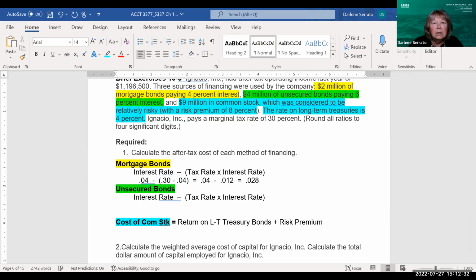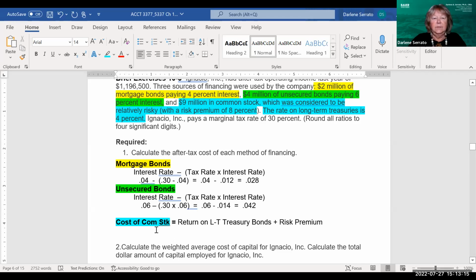Unsecured bonds, the interest rate is 6%. So 0.06 minus 0.30 times 0.06 equals 0.06 minus 0.018, which gives us 0.042.